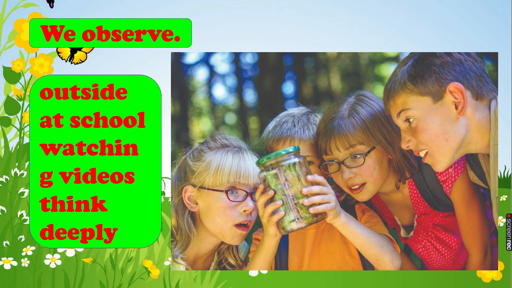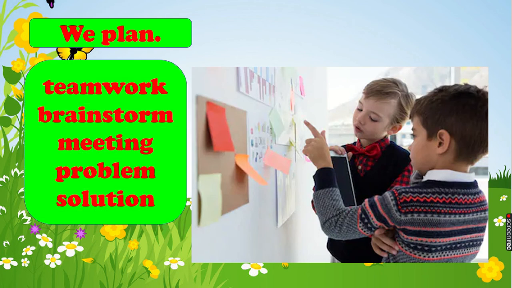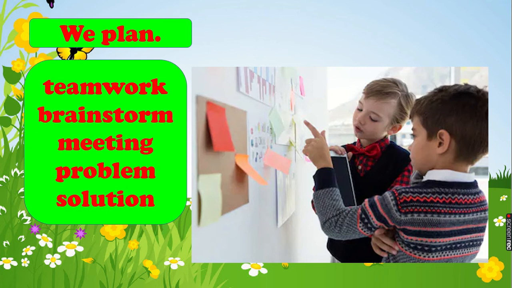We think deeply because when we observe, we use our senses, our 5 senses. We look at things, we see, we listen, we feel, we even taste, and we even smell. That's how we observe. And then we plan. After our observation, we plan on what to do next for our research. We do this by teamwork, or we do this alone, and we do this by brainstorming. Brainstorming means sharing of ideas, the one you always have.